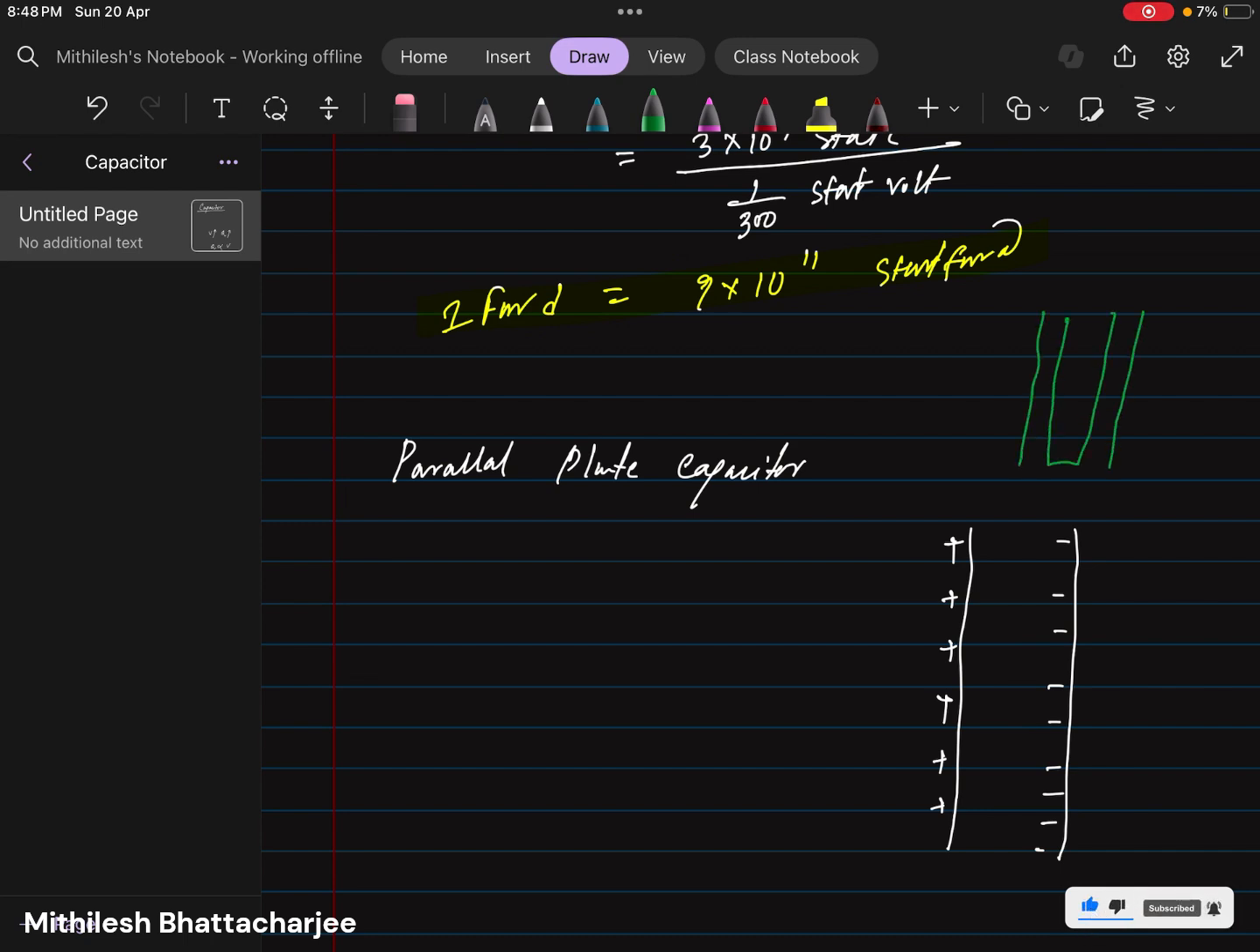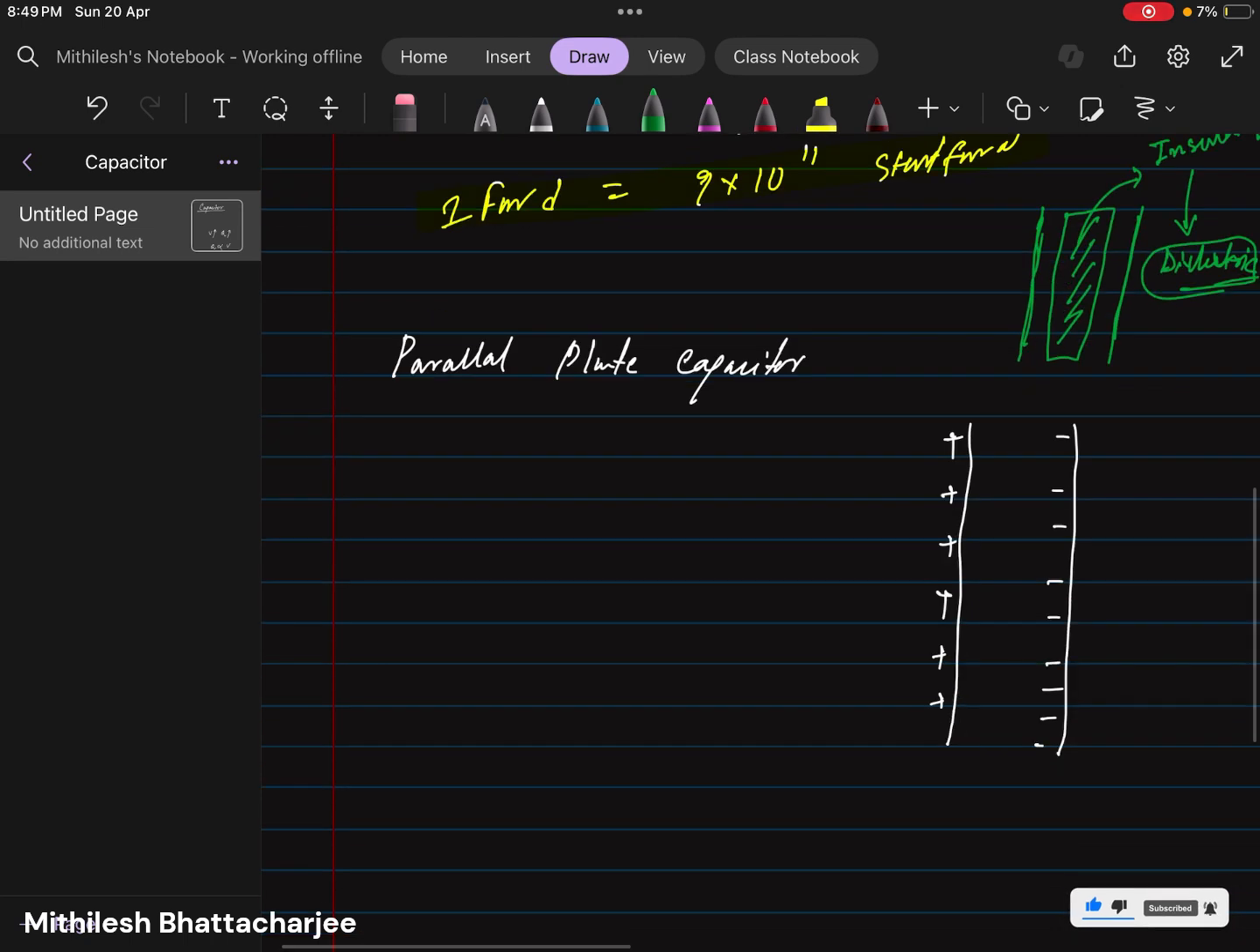Now another thing: if we put some insulating material between the plates, this is known as the dielectric. If we put some insulating material between the two parallel plates, this is known as the dielectric. In this case, we haven't put any dielectric, so we can say that there is vacuum between the two plates. Fine. Now see the electric field intensity.